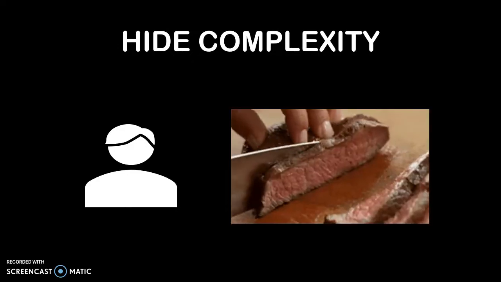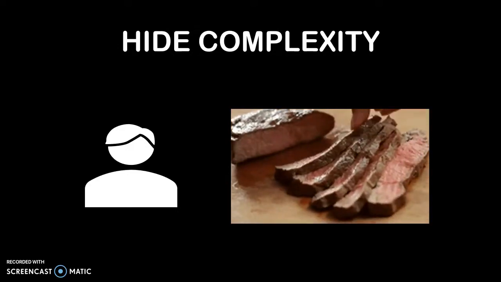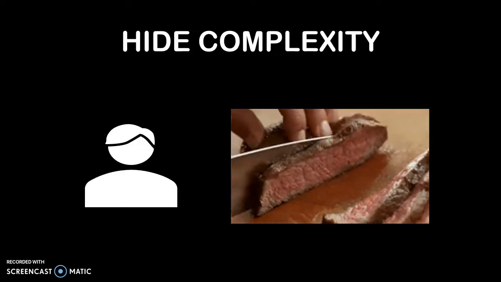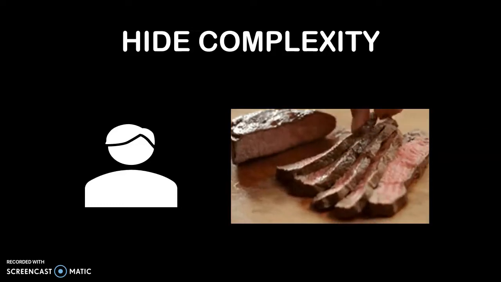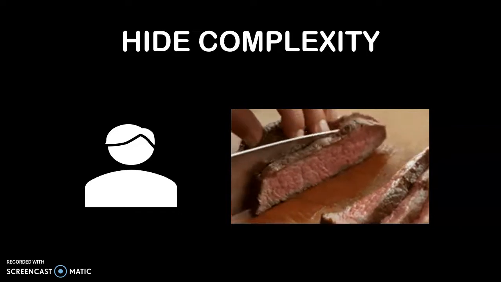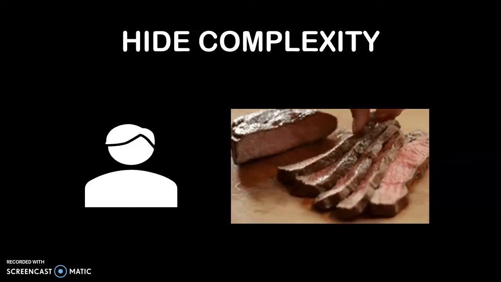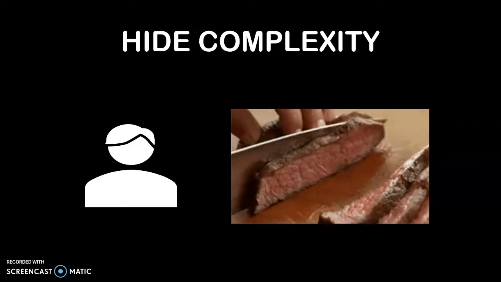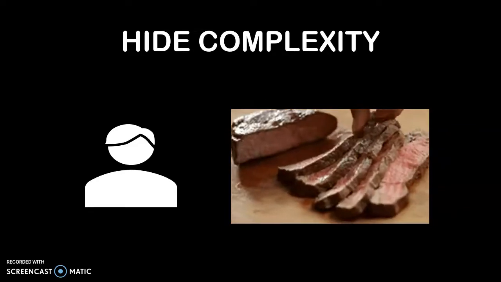Next one would be to hide complexity. So in the restaurant example, we don't need to know how to prepare or cook the perfect steak. We just need to order one. So we don't need to know every step that was taken to prepare the perfect steak that we want.